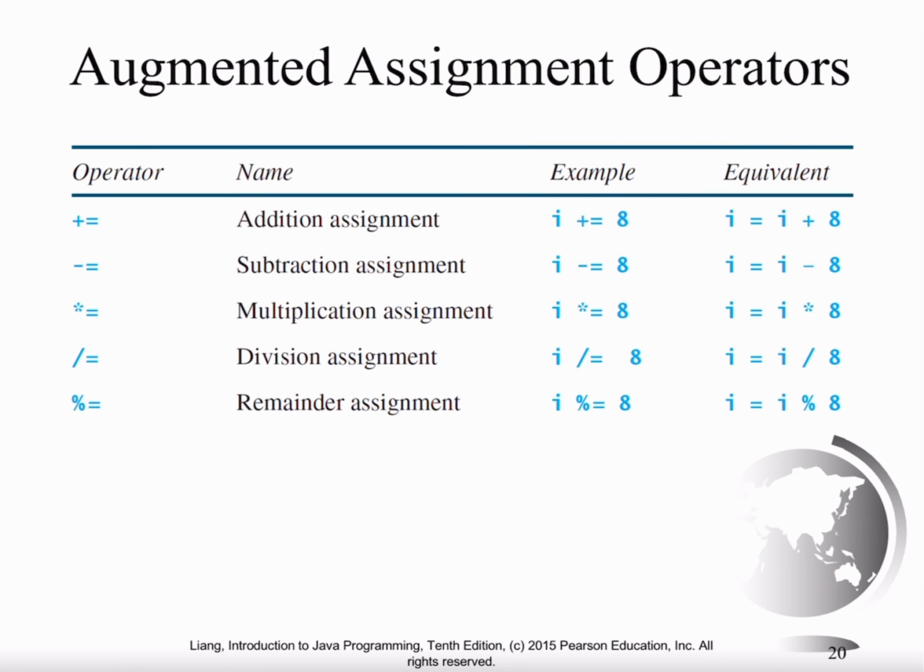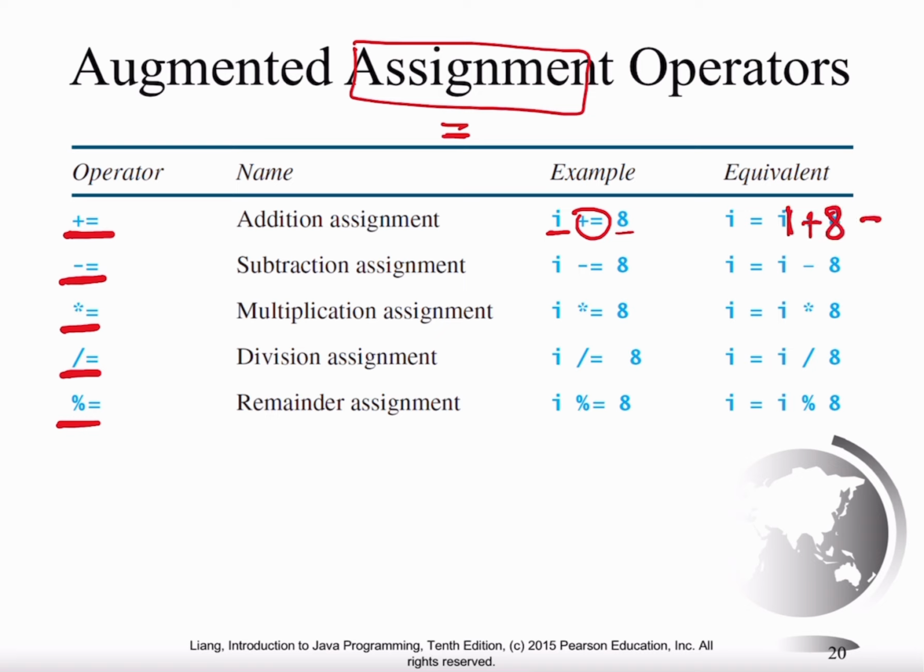Now let's talk about augmented assignment operators. As we mentioned earlier, assignment means equality. So sometimes you need to use addition assignment, subtraction assignment, multiplication assignment, division assignment, and a remainder assignment. For example, when we say i plus equal 8, it means that it's 1 plus 8, which is 9. Same goes for example, i minus equal 8, which is the subtraction assignment.